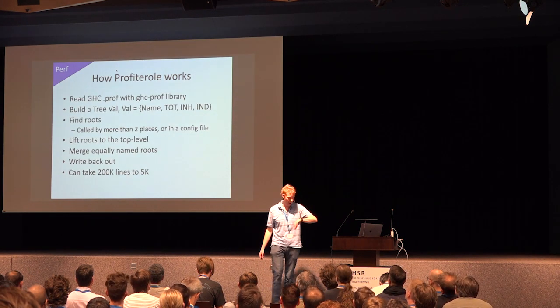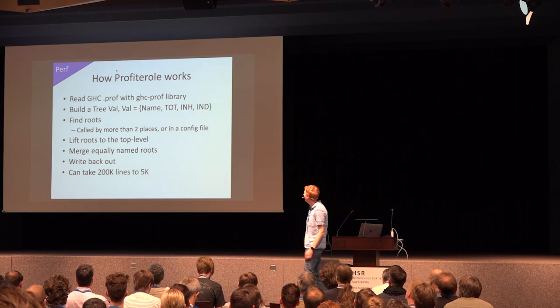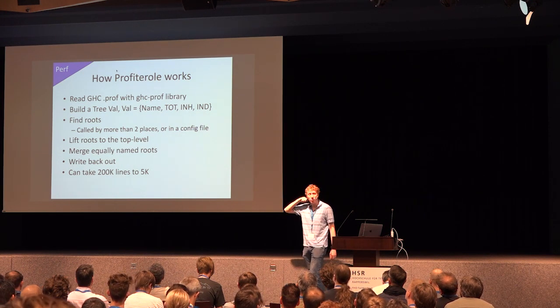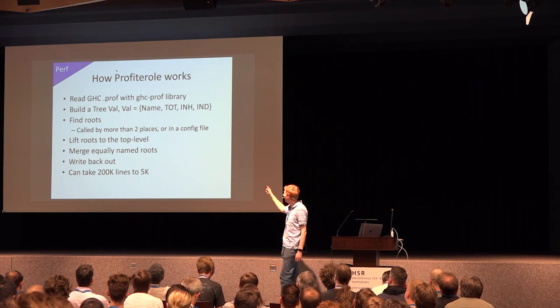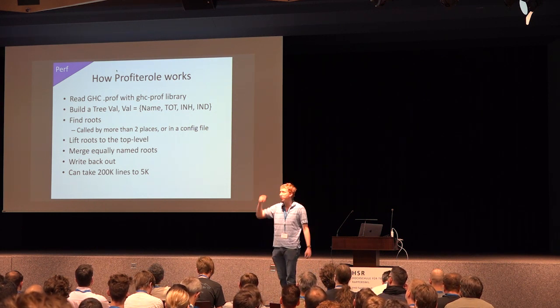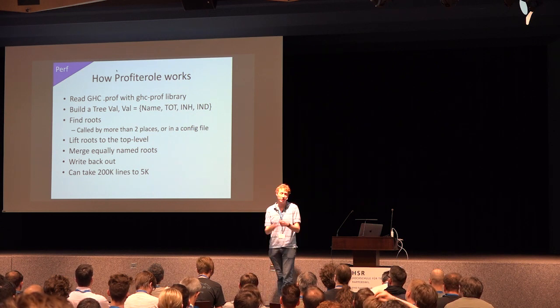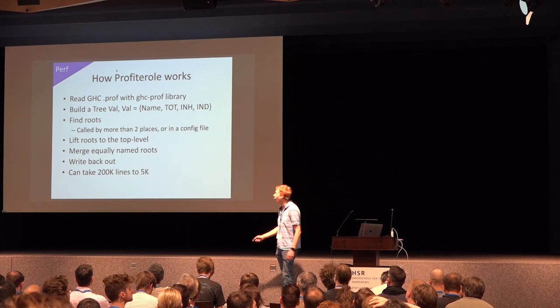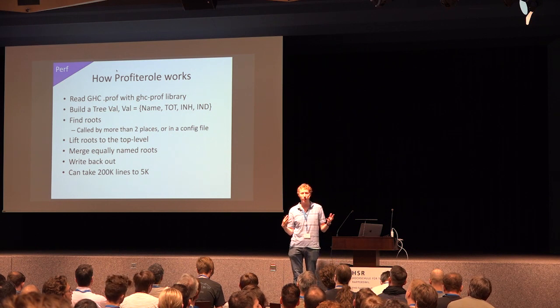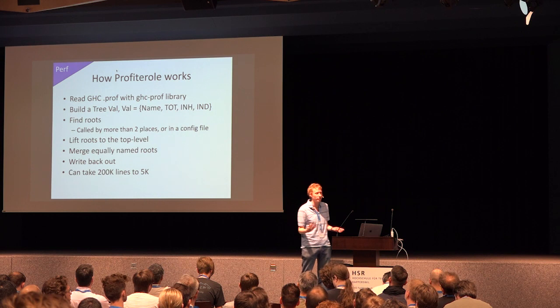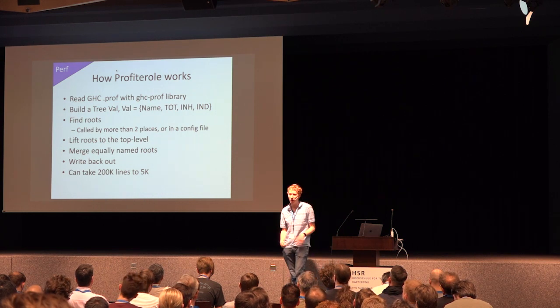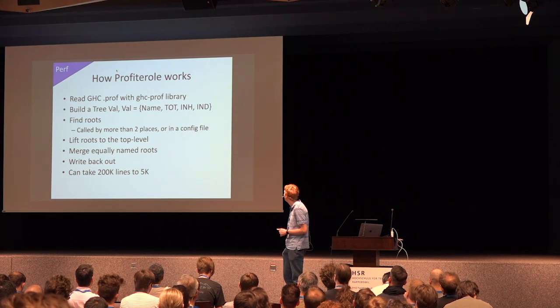So how does Profiterole work? Very quickly, there's a GHC prof library that reads the GHC profile. It builds a tree, finds things to suck up to the top, sucks them up to the top and merges them, and then writes it back out. And yeah, it can reduce profiles from like 200,000 lines, which won't even load in my text editor of choice, to 5,000 lines, where I can actually meaningfully scan it.